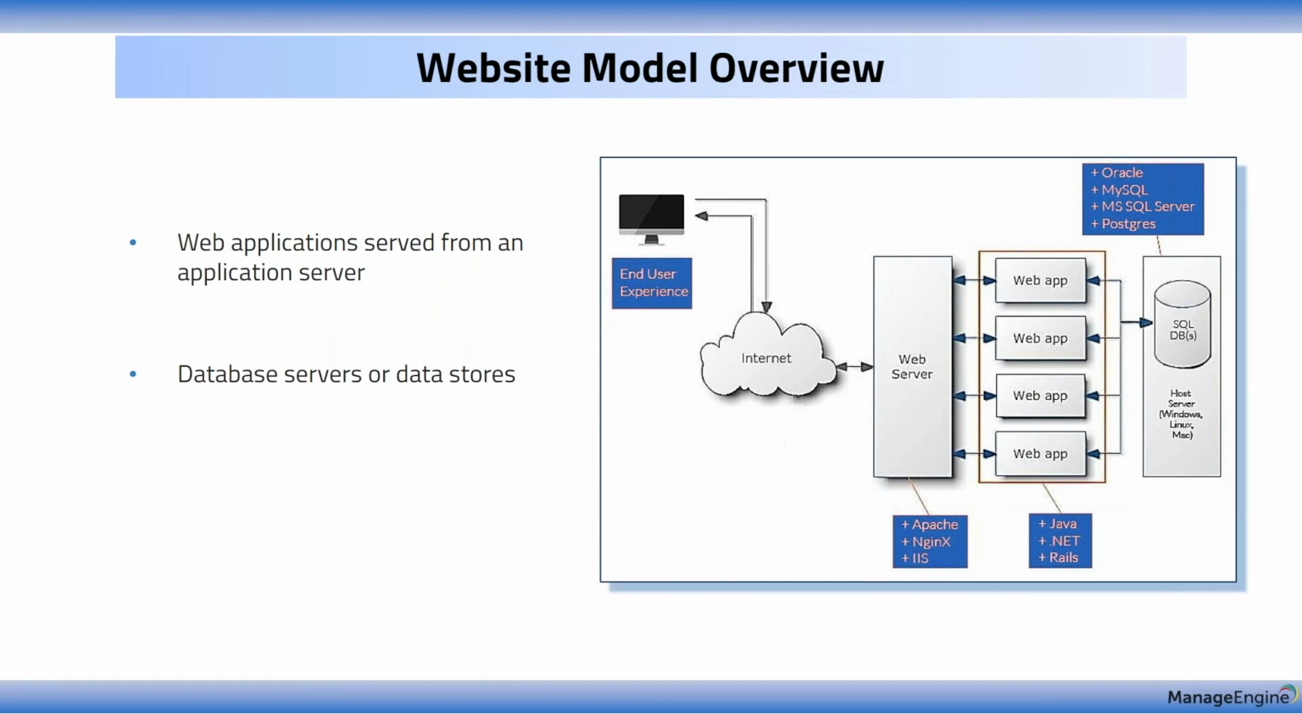Let's see how a website is modeled in typical IT systems. As you can see in this picture on the right-hand side, a web server could be Apache or Nginx, and there are backend components like Java, .NET, Ruby on Rails, and SQL DBs. All these components are integrated or tied with each other to keep your applications up and running.